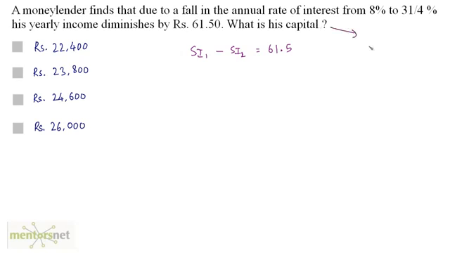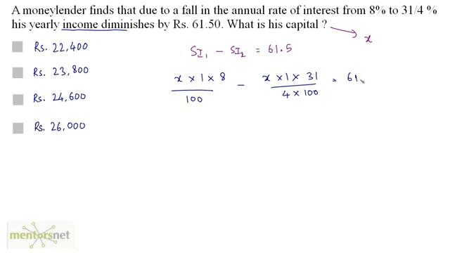Let this capital or the principal amount be X rupees, right? So previous interest is PNR upon 100, so that's X times N will be 1 because it is the yearly income, times the rate. The previous rate was 8%, times 8 by 100, minus the current interest, and that is again PNR upon 100, so X times 1 times the new rate is 3 1/4, so 13/4 divided by 100, so this becomes 4 times 100, right? It is equal to 61.5.